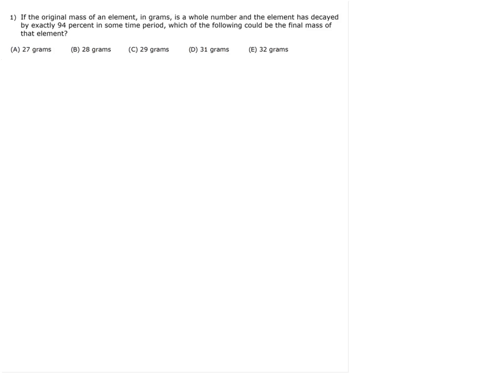Okay, guys, that's a little bit over 2 minutes. Give you a little bit extra time on this one. This is usually challenging to most students if they haven't been indoctrinated to this strategy yet. So it says, if the original mass of an element in grams is a whole number and the element has decayed by exactly 94% in some time period, which of the following could be the final mass of the element after the decay has occurred?